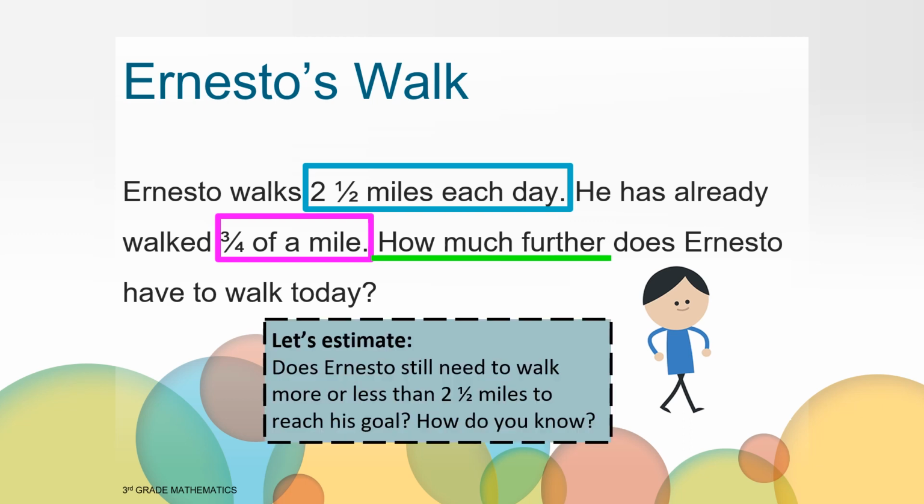Now let's estimate. Does Ernesto still need to walk more or less than 2 1/2 miles? How do you know? Yes, 2 1/2 miles is going to be the total amount that he needs to walk. So our answer is going to be less than 2 1/2 miles because he's already done some of his walking for today.